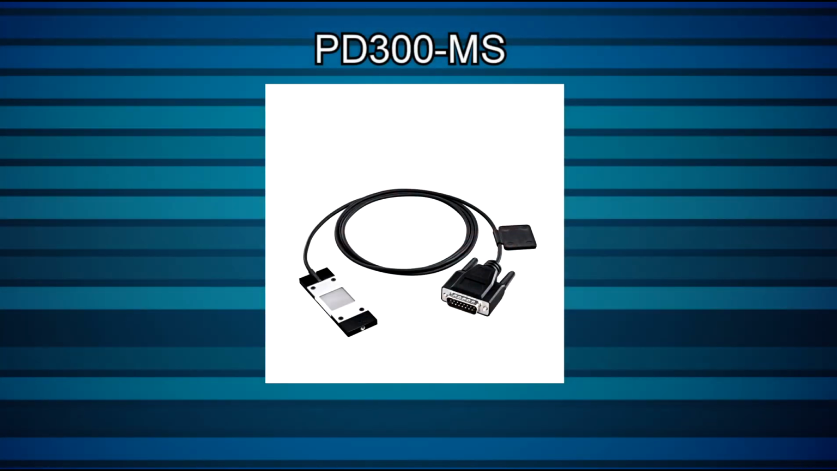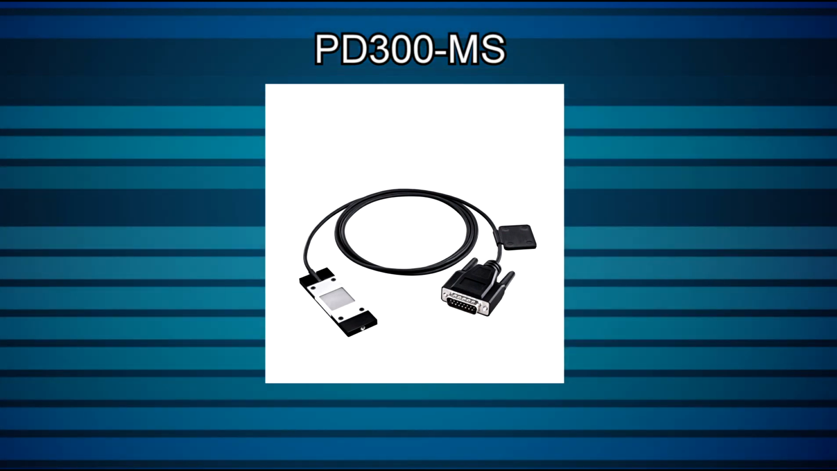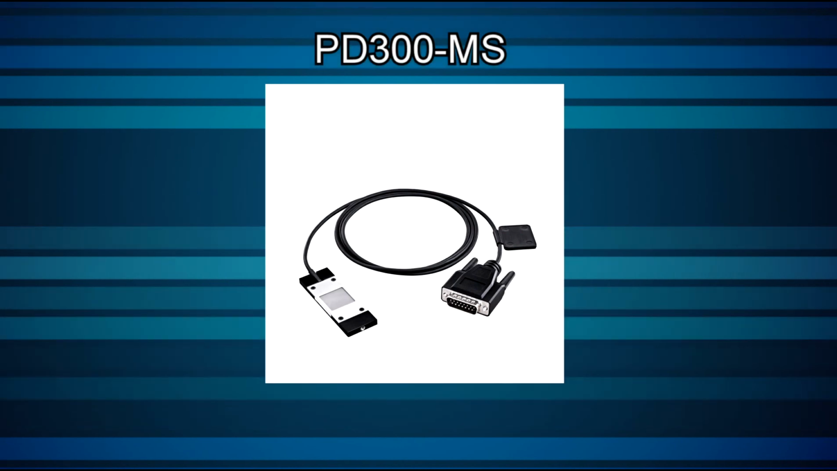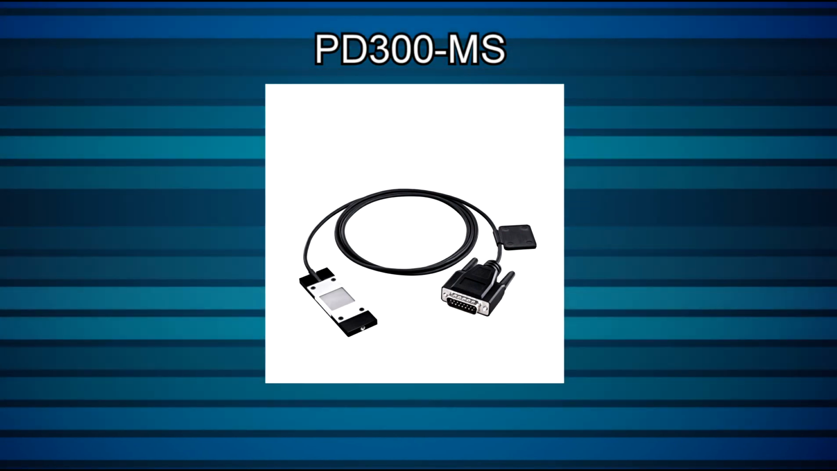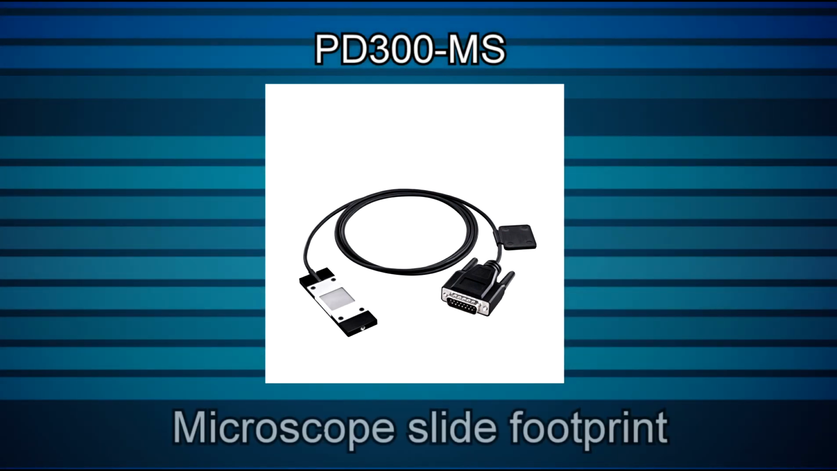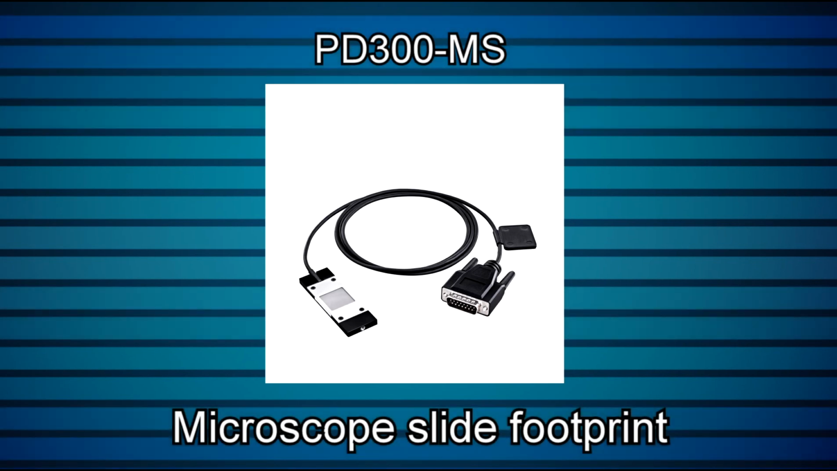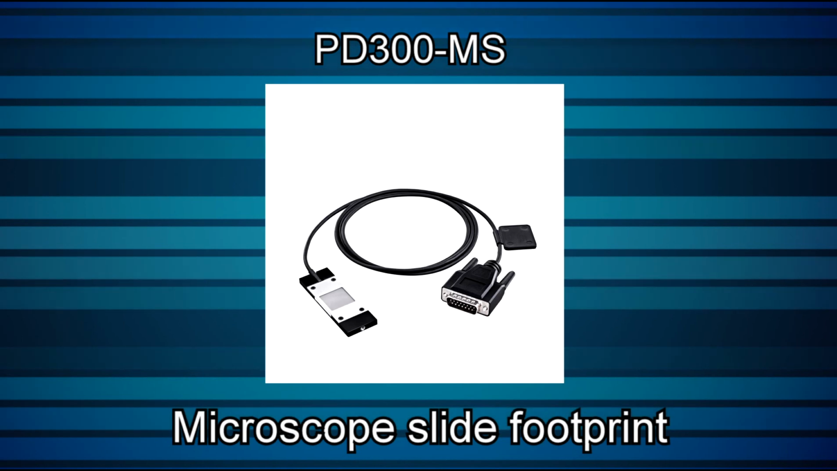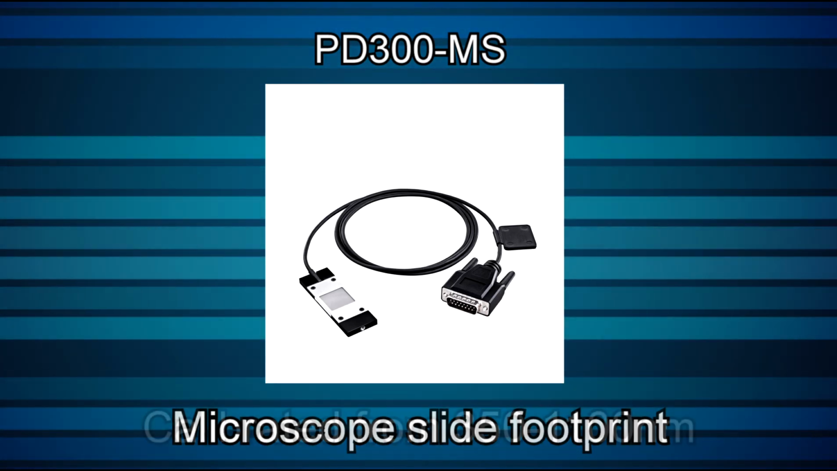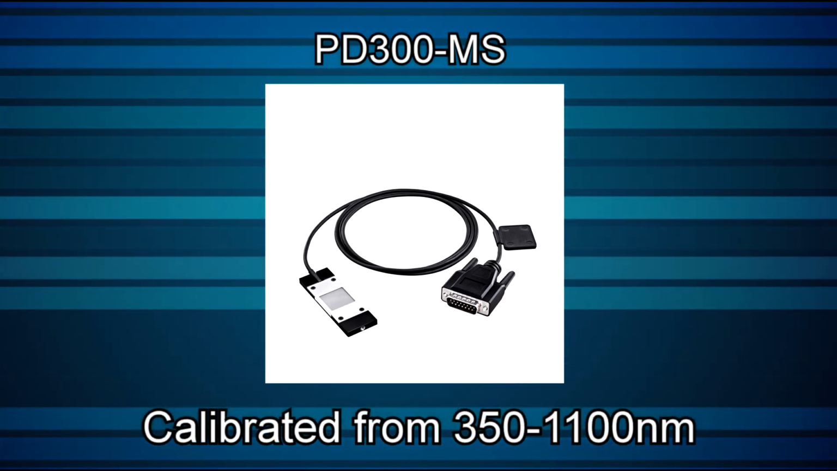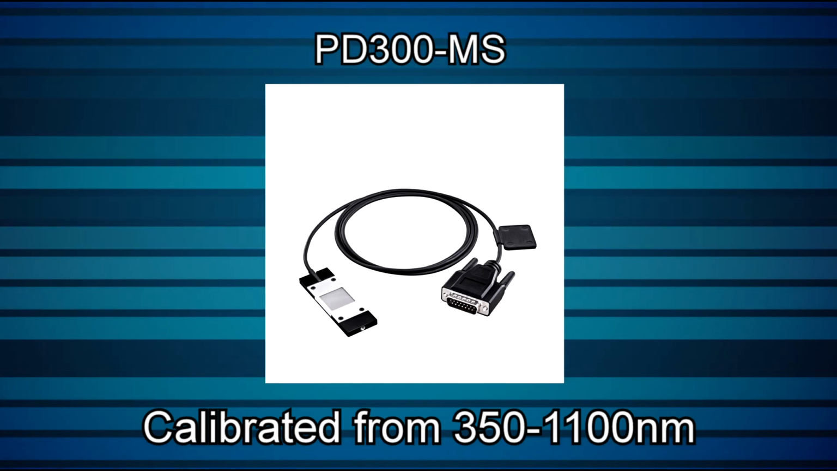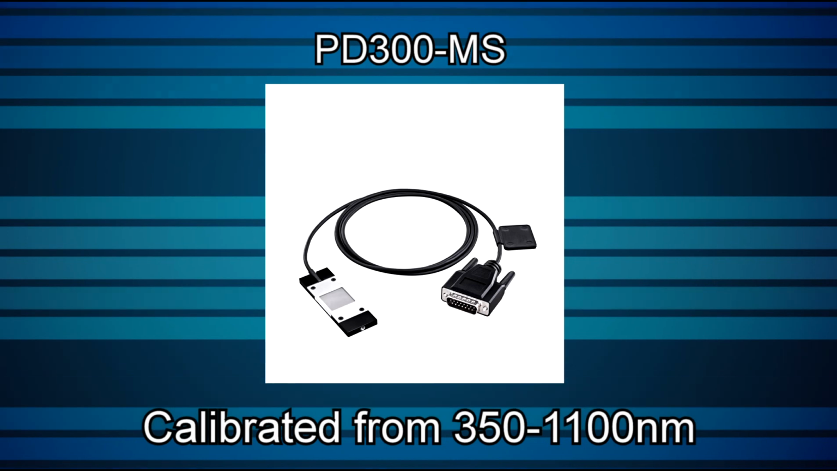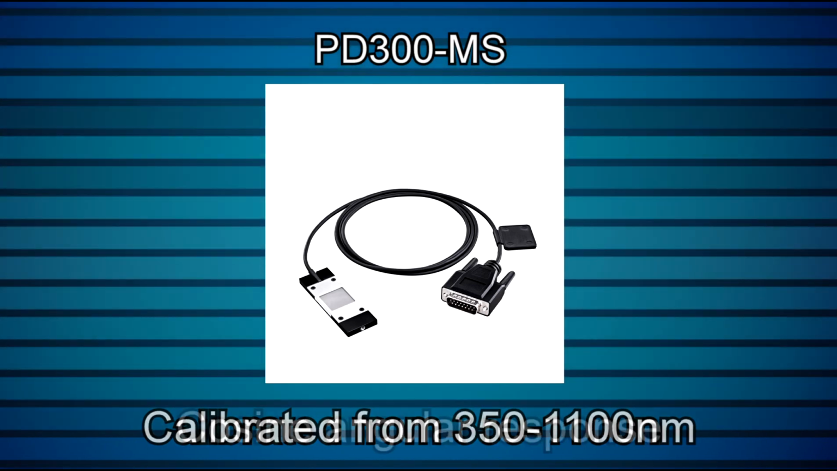Ophir Photonics now offers the PD300-MS, a sensor specifically designed for use in a microscope's object plane. Let's look again at the challenges. 1. Limited space. The PD300-MS sensor has the same footprint as a standard microscope slide. 2. Spectral range. It's based on a silicon photodiode, calibrated throughout the range 350 to 1100 nanometers.